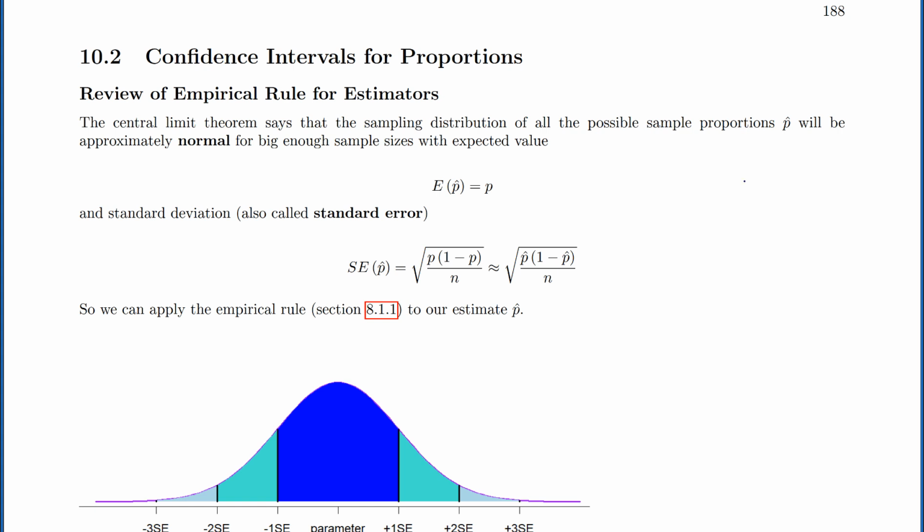In this section, we're going to talk about confidence intervals for proportions. So let's review our empirical rule for our estimators. Our central limit theorem says the sampling distribution of all the possible sample proportions, p hat, will be approximately normal for big enough sample sizes, and the expected value of all those possible sample proportions will be equal to p, our population proportion, and the standard deviation, also called our standard error, will be equal to the square root of p times 1 minus p over n.